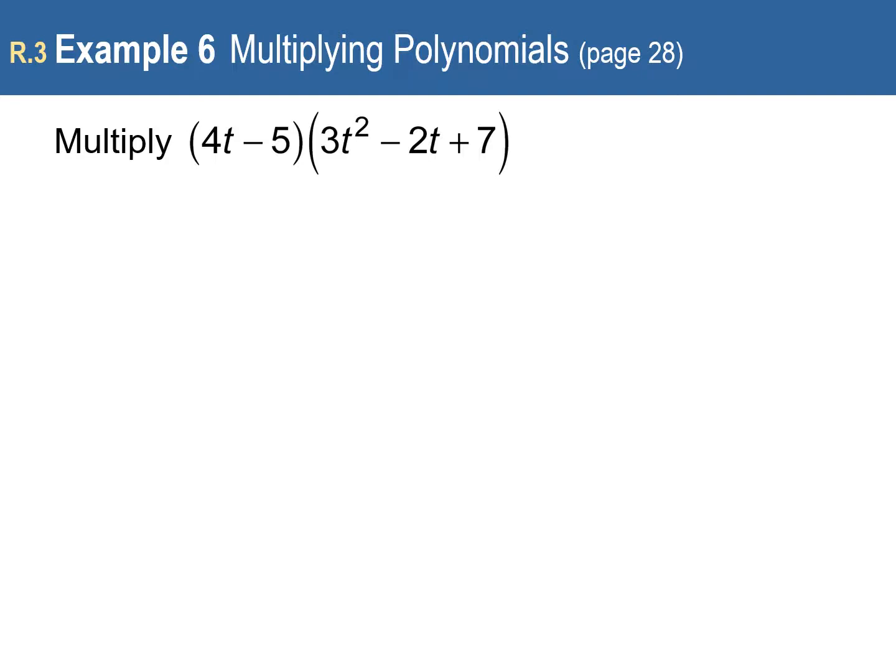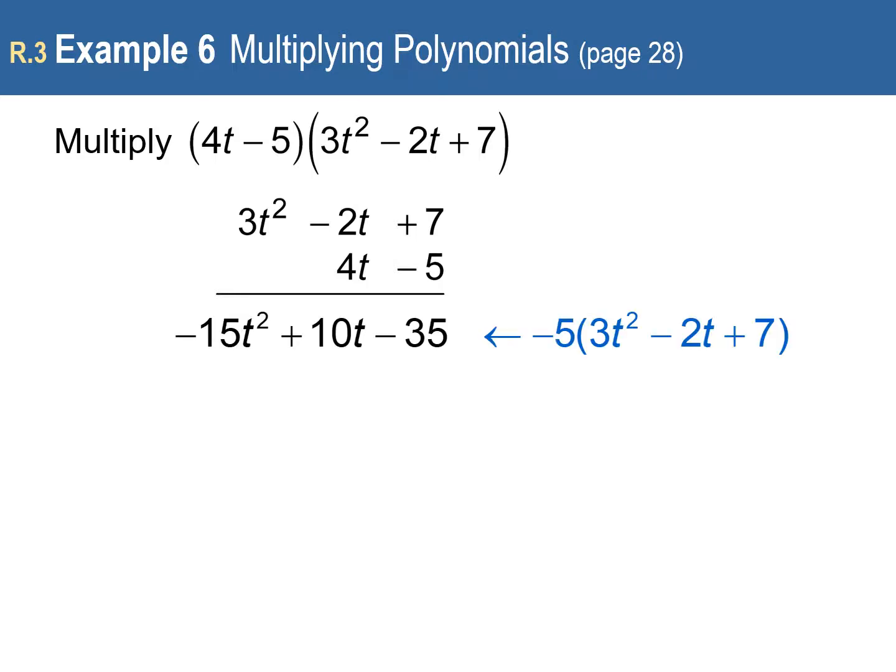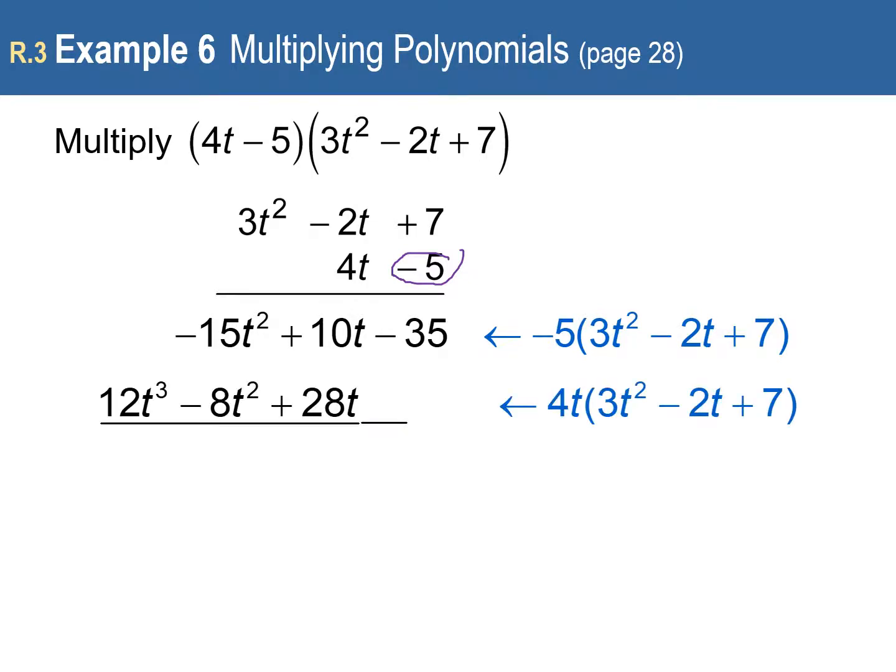Now, I don't care how you multiply them. So if I wanted to multiply 4t minus 5 times 3t squared minus 2t plus 7, you can do it vertically. And when you do, I'm going to multiply negative 5 times 3t squared minus 2t plus 7. So that's negative 15t squared plus 10t minus 35. And then I'm going to multiply 4t times the top, and that gives me 12t cubed minus 8t squared plus 28t. Then I'm going to add straight down. My answer is 12t cubed minus 23t squared plus 38t minus 35.